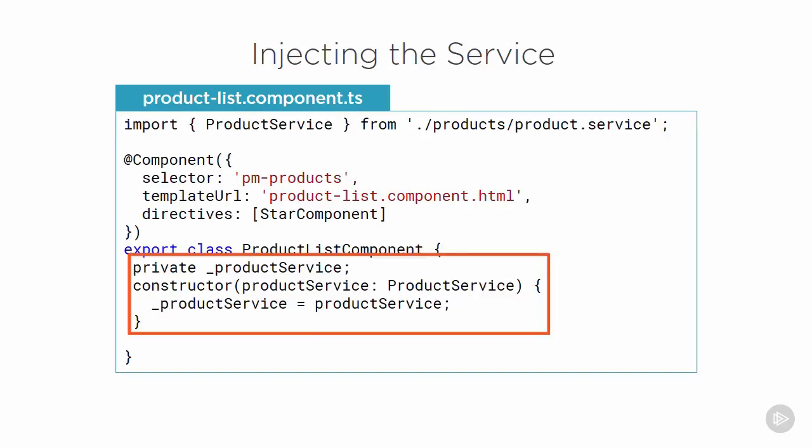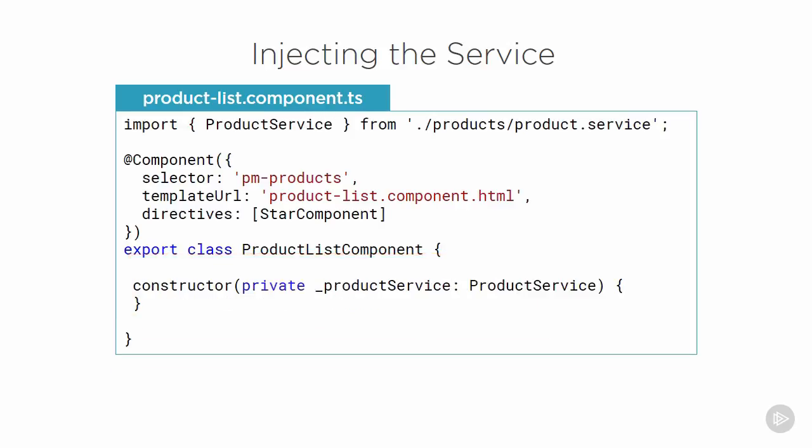This is such a common pattern that TypeScript defined a shorthand syntax for all of this code. We simply add the accessor keyword, such as private here, to the constructor parameter. Then this is a shortcut for declaring this variable, defining a parameter, and setting the variable to the parameter. Neat! You'll see this technique used throughout the Angular documentation and other code examples. Ready to give it a try?